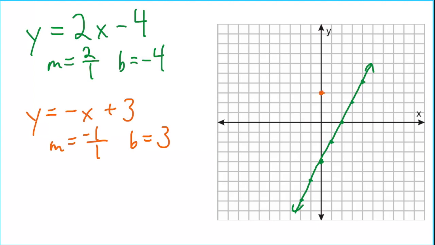So take a look at the graph. There it is. There's your y-intercept for this second line. All right, our slope is negative 1 over 1. So that would be down 1, right 1. And I could do that a few more times. Down 1, right 1, down 1, right 1, till I get tired of making points.